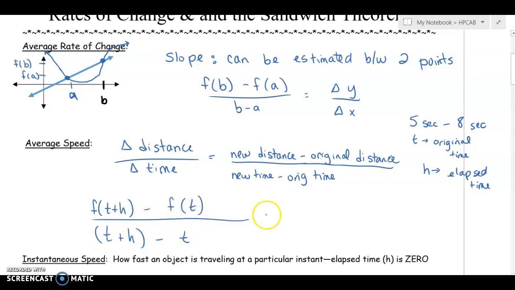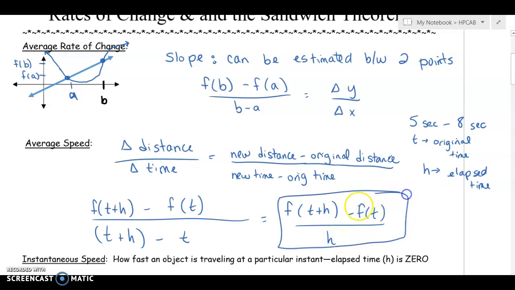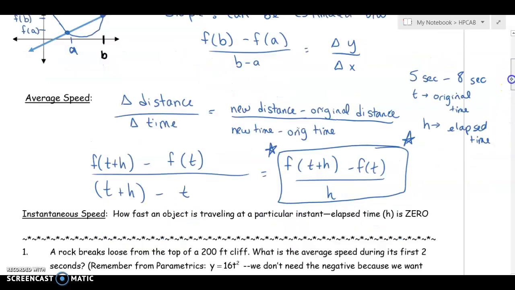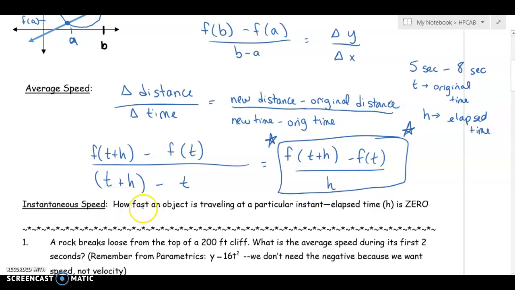We can simplify this a little bit. In the numerator, the t's will cancel out in the denominator. We're going to be left with f of t plus h minus f of t all over h, my elapsed time, which hopefully makes sense. If you did 8 minus 5, you'd get your elapsed time, 3. So this is going to be your lovely formula that you're going to use for average speed as well as something called instantaneous speed. Instantaneous speed is how fast an object is traveling at a particular instant.